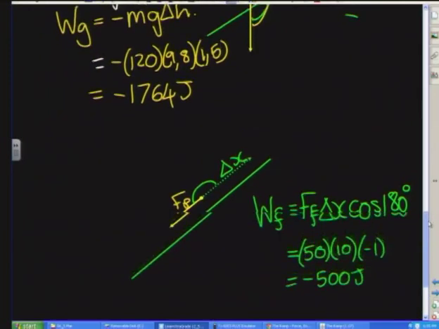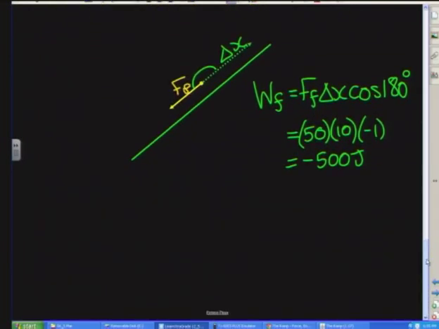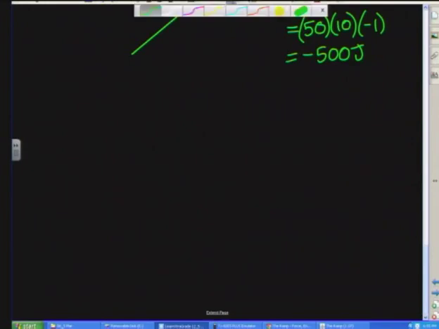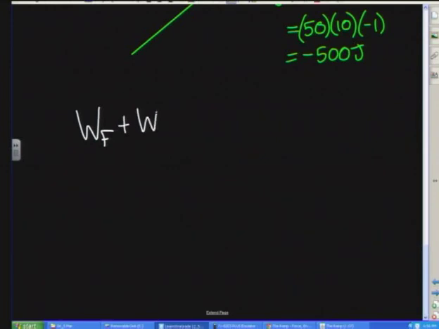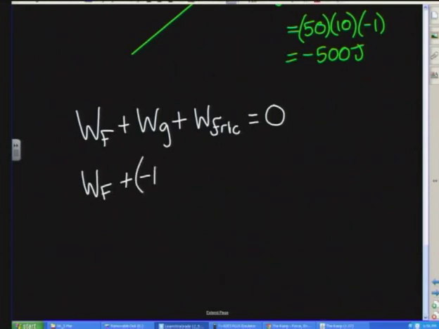Let's put it all together, 1764 and 500 both together. Let's put it back into my work energy theorem. So work done by F plus work done by gravity plus work done by my frictional force is equal to 0. Now, work done by F is what we want. Work done by gravity is negative 1764. Work done by friction is negative 500. And that all adds up to 0 because the object is not gaining any speed.